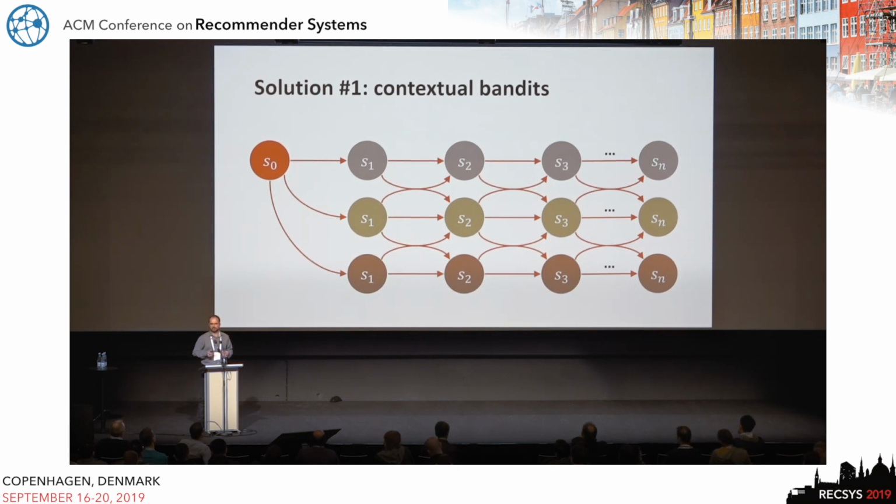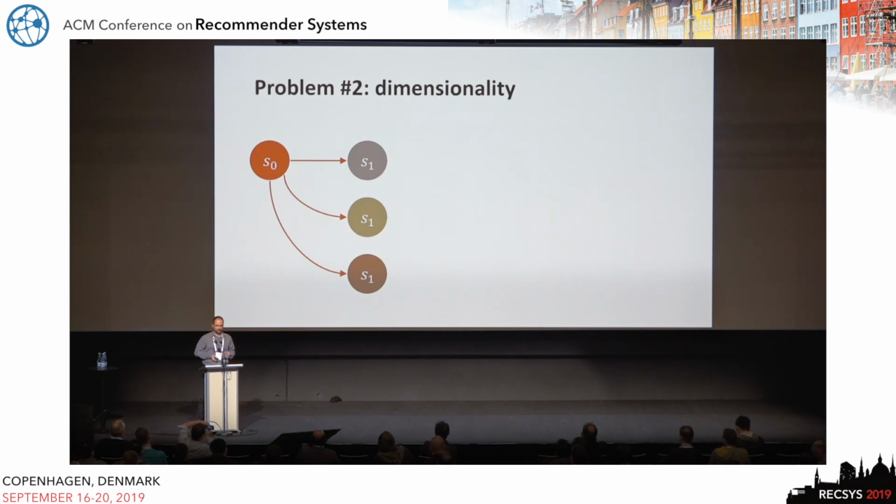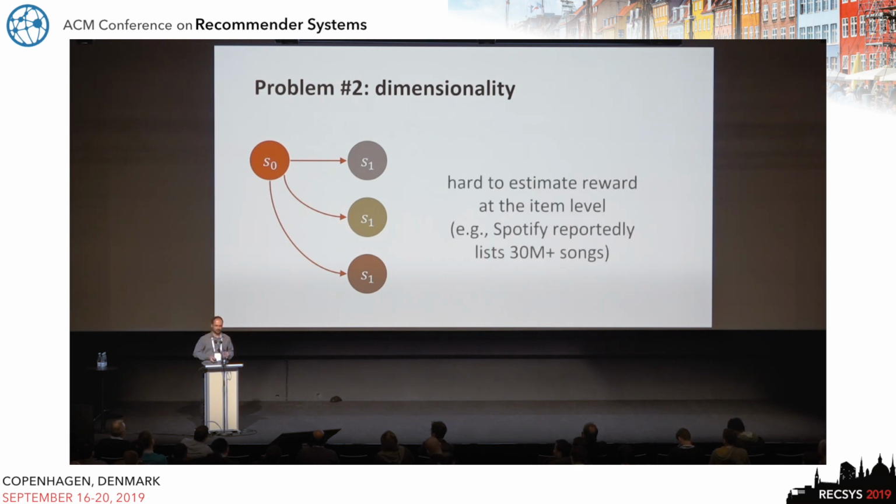And one area that is particularly suitable for this kind of dynamic adaptation of ranking is contextual bandits, which is the basis for what we're doing here. One problem, though, is that traditional contextual bandits approaches, they work at the item level. They try to estimate rewards for items as arms, and that may be a problem. For instance, in the case of Spotify alone, they reported recently over 30 million songs in their catalog, which is a huge number to be able to learn user preferences along the listening session.